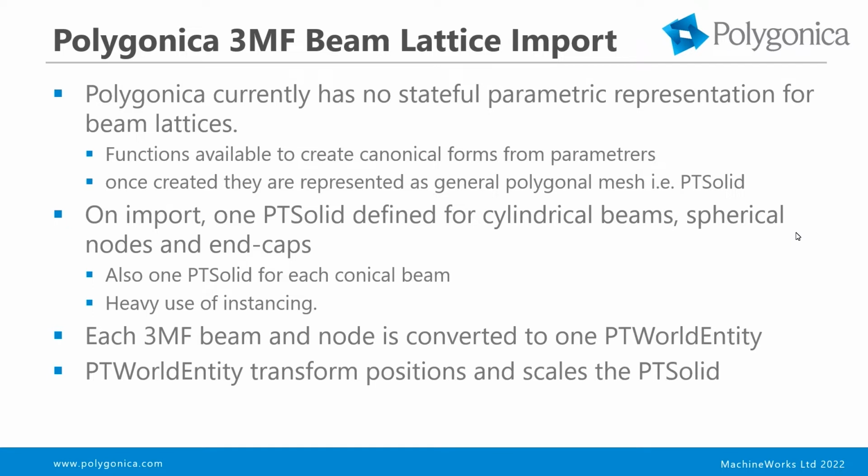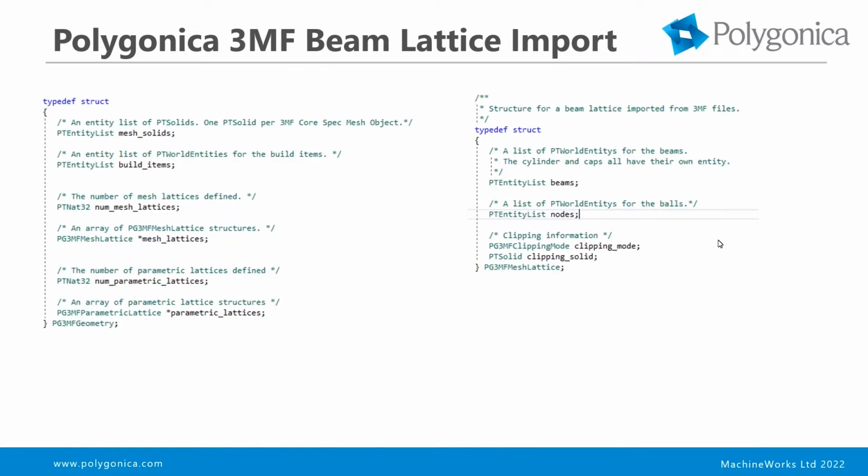So let's have a look at the code for a second, and you can see the structure on the left is the general structure for transporting 3MF build items and lattices. There's a list of mesh solids as PT solids and a list of build items as PT world entities. Imported lattices are added to the mesh lattices array as a PG3MF mesh lattice. The parametric lattices are used for export only.